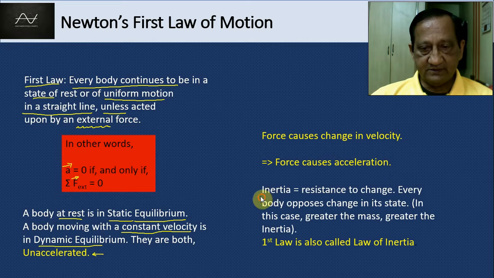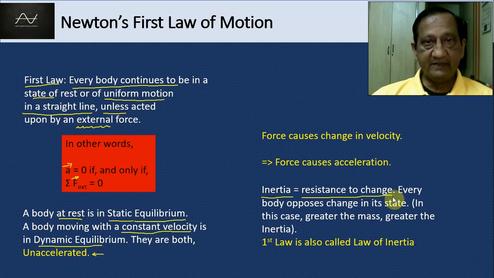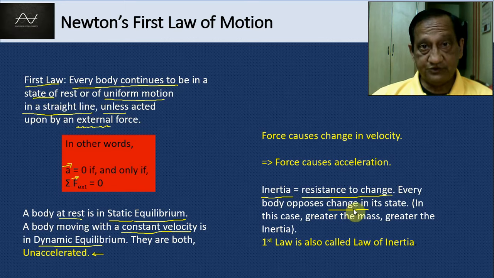Now, there is this concept of inertia which talks about resistance to change. What do we mean by that? A body wants to oppose a change in its state. If it is at rest, wants to be at rest. If it is at constant velocity, wants to maintain the same velocity. Resistance means how much effort we have to apply to change it. Larger the effort, larger the resistance. So greater the mass, greater is the resistance offered by the body for any attempt to change its state. So mass is a measure of inertia. So the first law is also called the law of inertia.